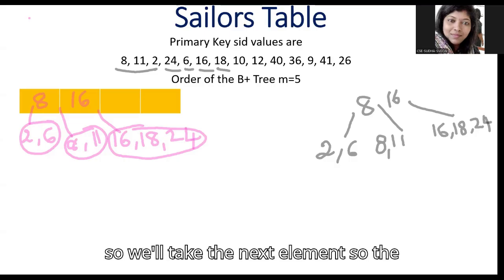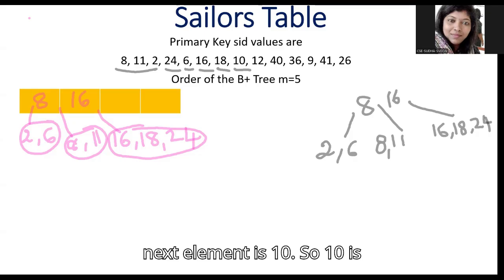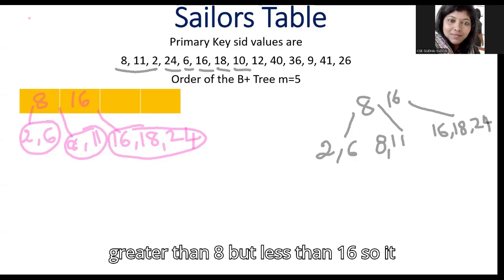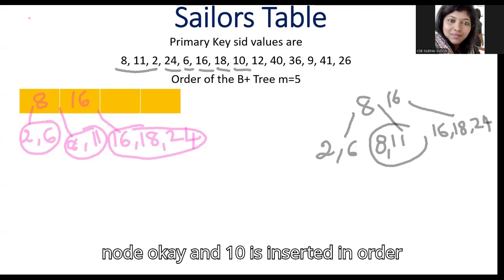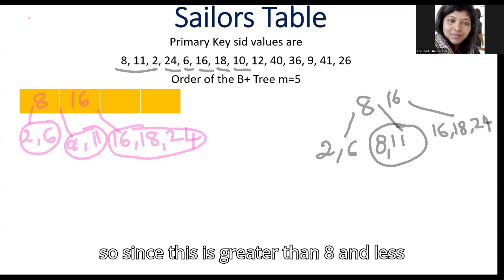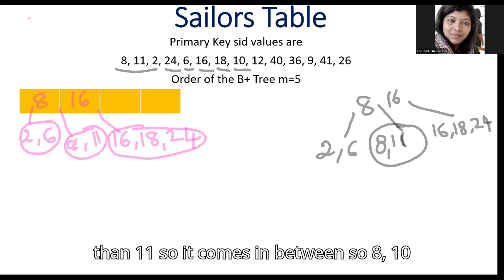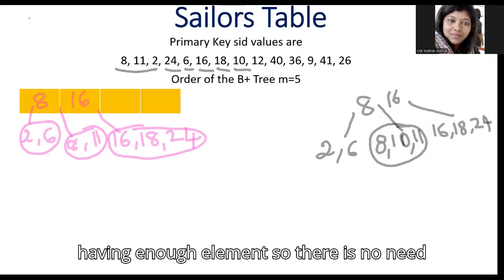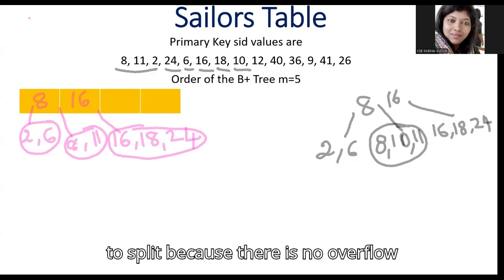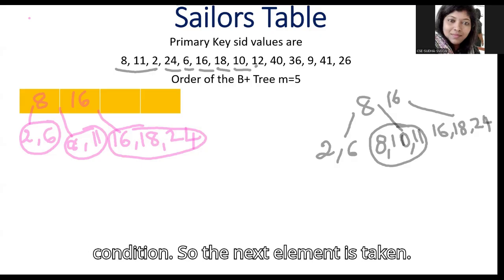So we'll take the next element, which is 10. 10 is greater than 8 but less than 16. So it comes onto this particular node. Okay. And 10 is inserted in order. Since it is greater than 8 and less than 11, it comes in between. So 8, 10, and 11. Since the node has enough space, there is no need to split because there is no overflow condition. So the next element is taken.